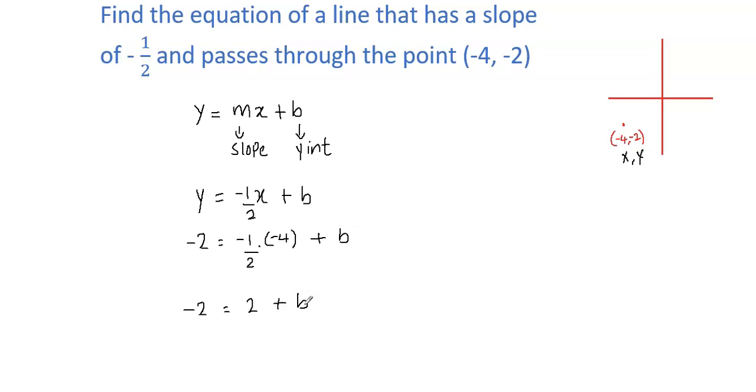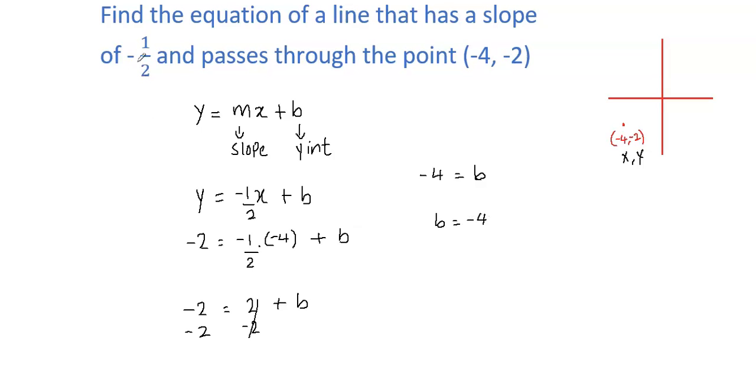Now to isolate b, to get b by itself, we just need to get rid of this 2. So to eliminate 2, I'll subtract 2 from both sides of my equation. So you can see that -2 minus 2 is going to be -4. And this is equal to 2 minus 2, which is 0, and 0 plus b will be b. So I got -4 = b, or b = -4.